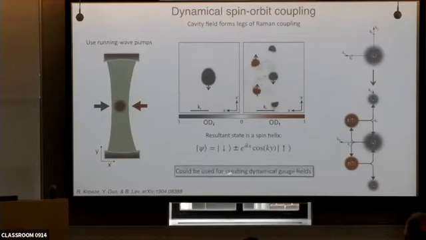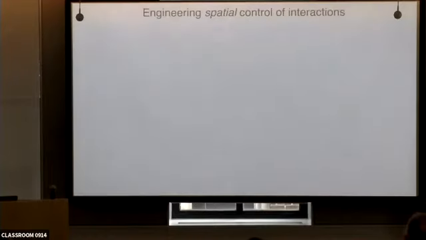But more importantly, this sort of basic nascent scheme could be used for creating dynamical gauge fields in the future, where instead of making spin-orbit coupling, you actually couple to an abelian or non-abelian type of gauge fields to do fun physics, and we have some ideas for that with Jonathan, and I can tell you about that later.